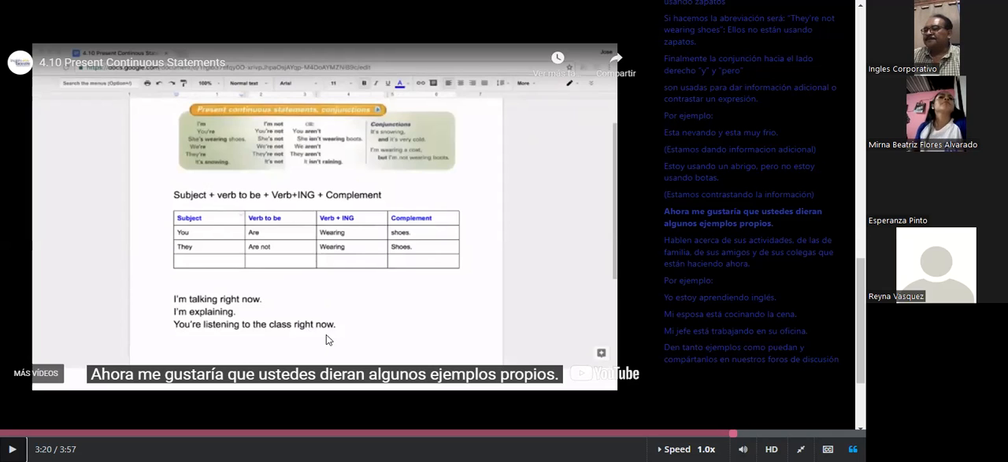¿Quién dijo ahorita? Está lloviendo ahorita. Exacto. Así lo diríamos en español. ¿Cómo está el clima en su casa? Ah, it's raining right now. Ahorita está lloviendo. Okay, in this moment. You can say in this moment or right now.